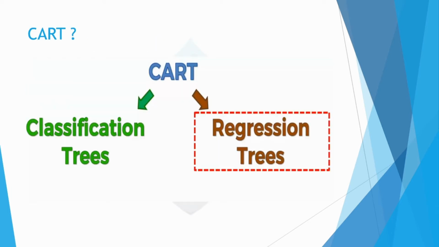Now here, as you can see, the term CART, C-A-R-T, represents classification trees and regression trees, because decision trees can be used in both classification and regression. So in this session, we are learning about regression trees.